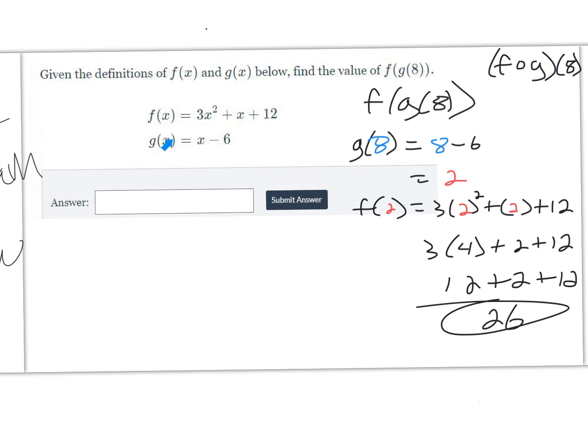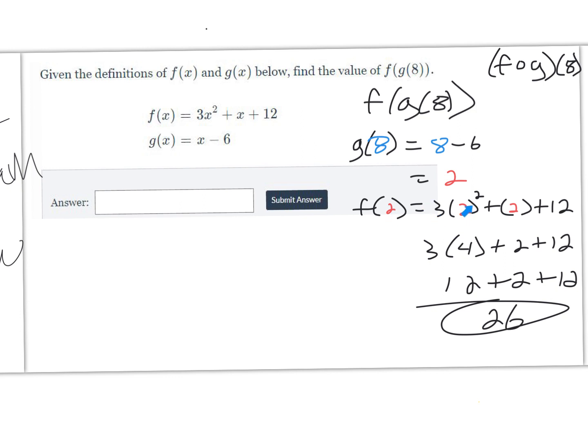Okay, so here's our function, g of x equals x minus 6. Well, if it's g of 8, we're just going to replace x with 8. So really, g of 8 is equal to 8 minus 6, and that is 2. Well, if g of 8 is 2, and we're finding f of g of 8, what we're finding is f of 2. So in this function, where f of x equals 3x squared plus x plus 12, we're going to replace x now with 2.